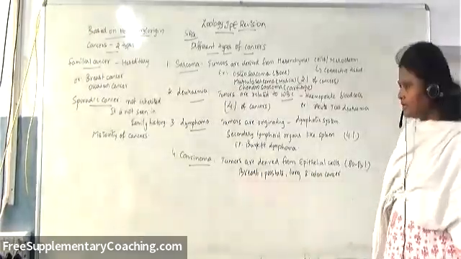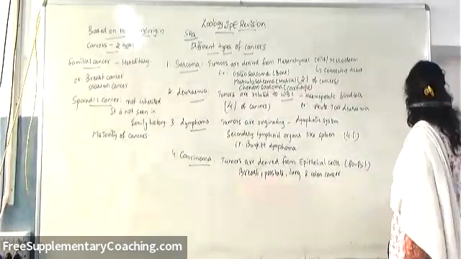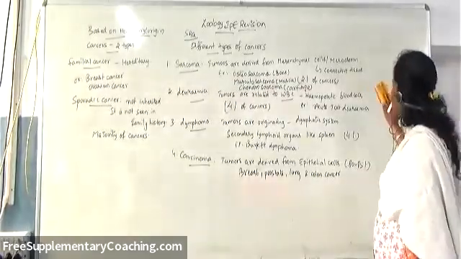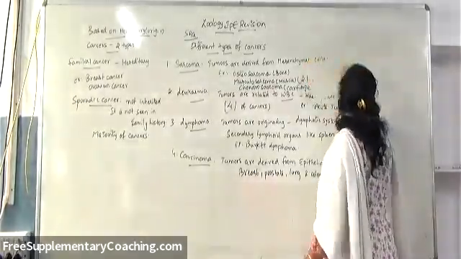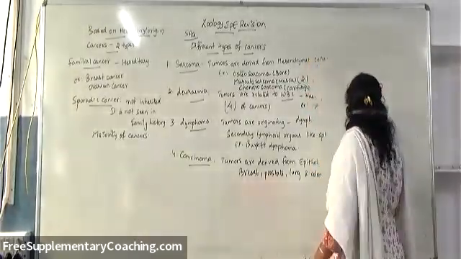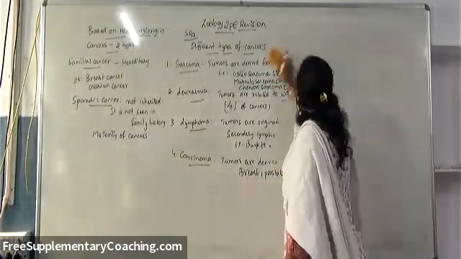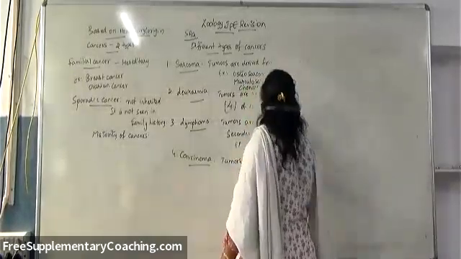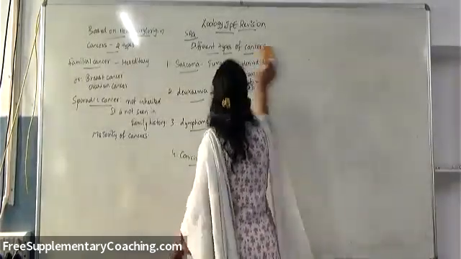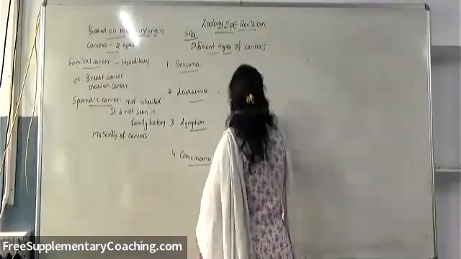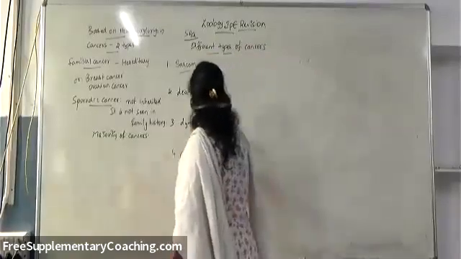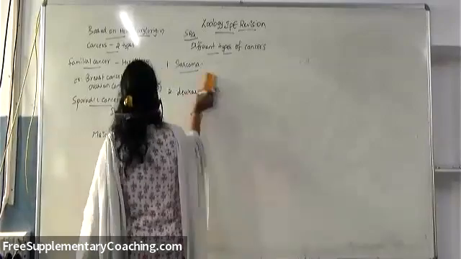The next, coming to another important SAQ: give an account of the retina of the eye. Give an account of the retina of the eye in the neural control and coordination chapter. This is one of the important SAQs where there is a chance of it being given.